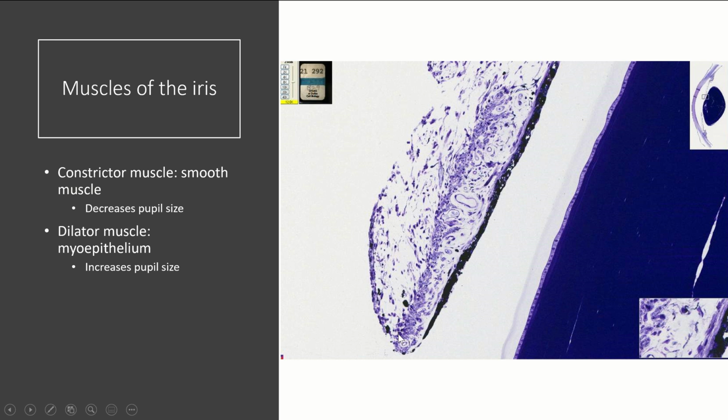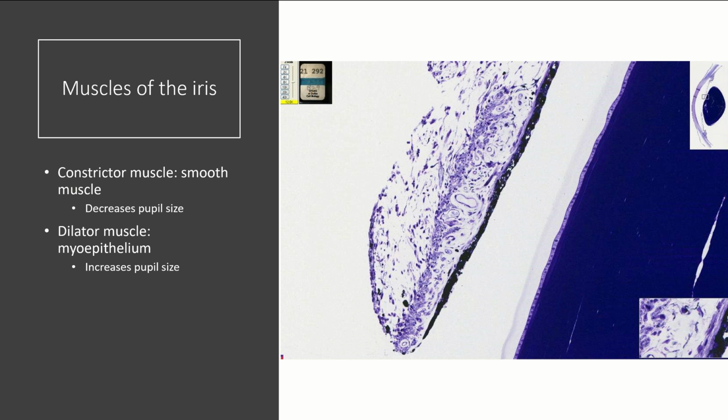And we said it's the shutter, so it constricts and dilates to allow more or less light in. Okay, and so it has two different ways to do that. The constrictor muscle is a collection of smooth muscle all through in here, a denser collection of smooth muscle. So that's the constrictor muscle, and what it does is it constricts the iris, right? So it decreases the size of your pupil.